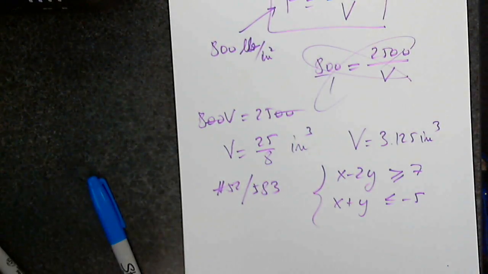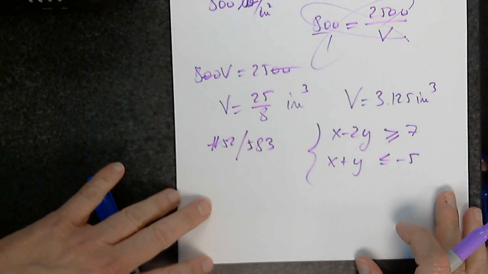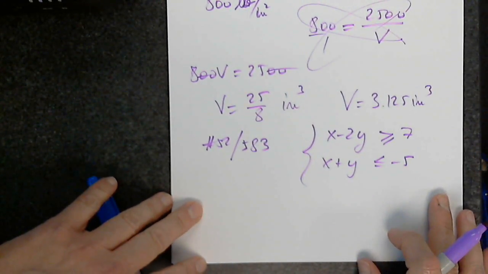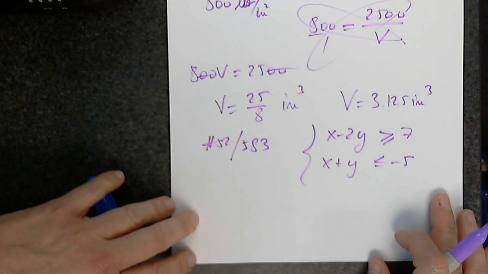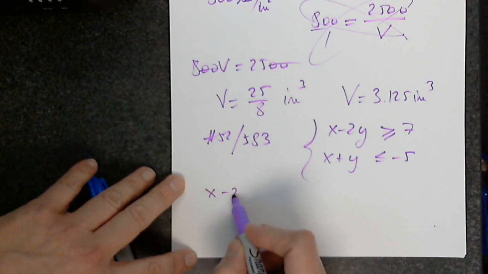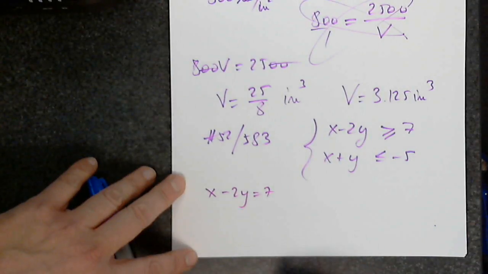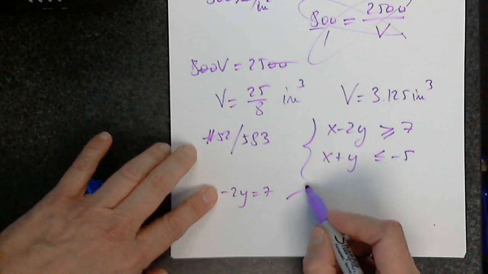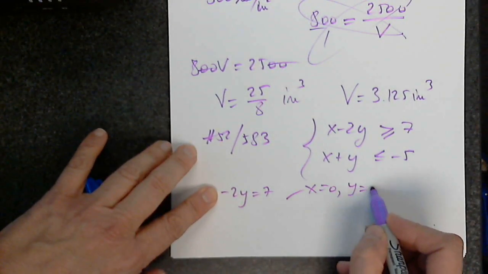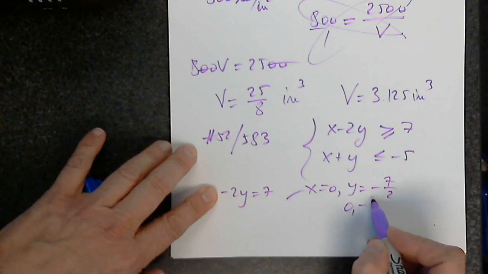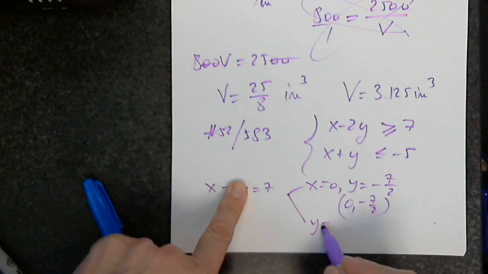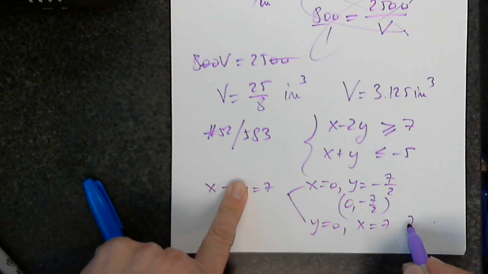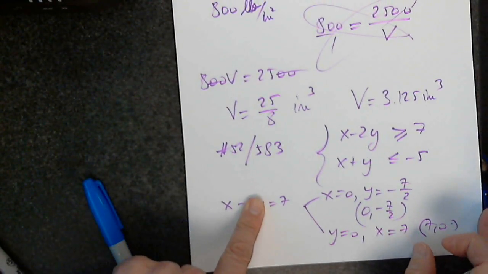Okay, ready? You need more time? No, go ahead. Mike, you need more time? I think I'm good. Okay, so first I have to write x minus 2y equals 7. So when x is 0, y equals negative 7 halves, so 0, negative 7 halves. When y is 0, I get x equals 7, or 7, 0.